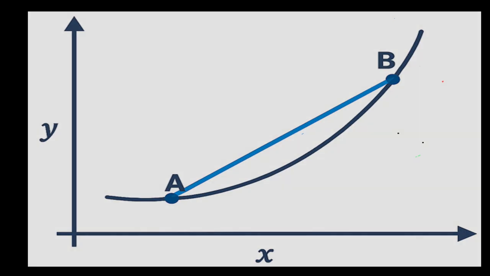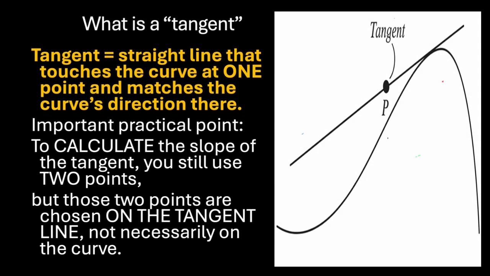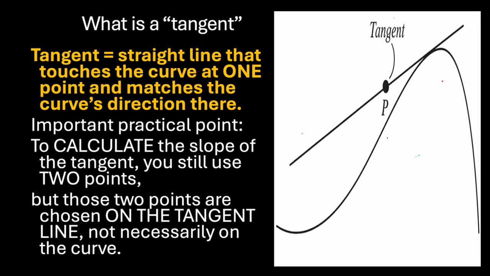Now we discussed slope. What is chord? What is tangent now? Tangent is a straight line that touches the curve at one point and matches the curve's direction there. To calculate the slope of the tangent, you still use 2 points, but those 2 points are chosen on the tangent line, not necessarily on the curve.